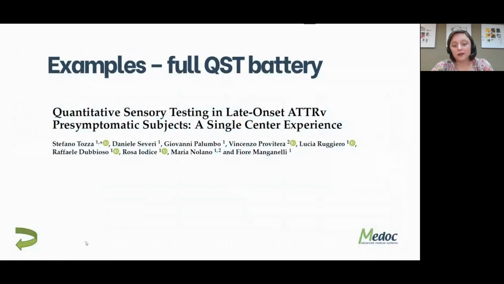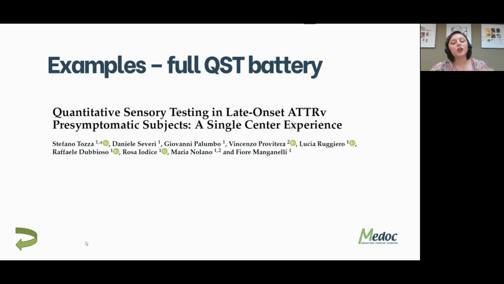So this is an example of a possible use of TSA2 Air for a full battery of QST, covering all 4 modalities. This amazing paper was published, I think, only last year, and quantitative sensory testing was performed on ATTRV amyloidosis pre-symptomatic subjects. This is a hereditary condition in which patients undergo a very multidisciplinary assessment, including QST, to assess small fiber dysfunction.